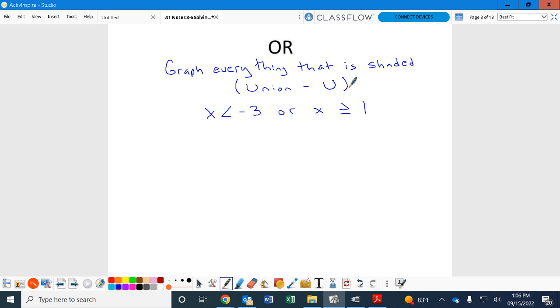Alright? So guys, we draw a number line. We put our numbers on there. It needs to go from -3 all the way up to 1. So -3, -2, -1, 0, and 1.